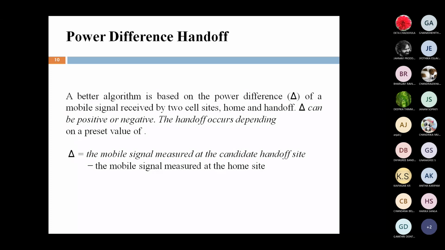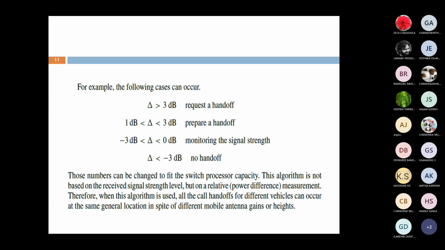That is, we have to calculate the delta value. This delta value can be either positive or negative. It depends upon the present situation. The delta value is equal to the mobile signal measured at a candidate handoff site minus the mobile signal measured at the home site. That is the difference between the new cell power minus the old cell power.